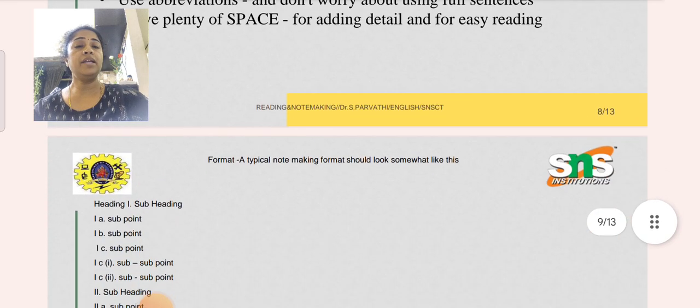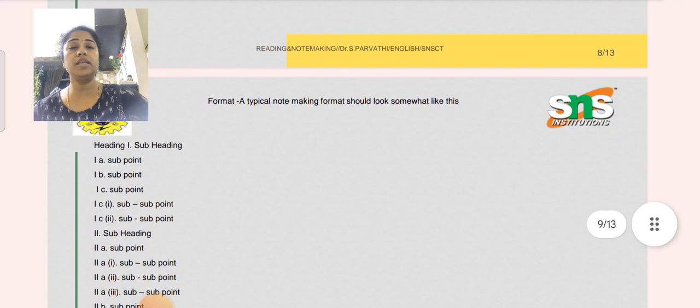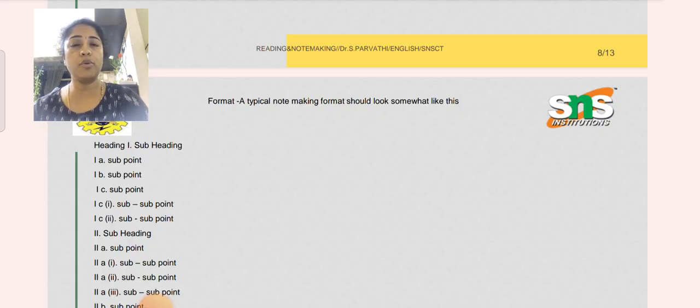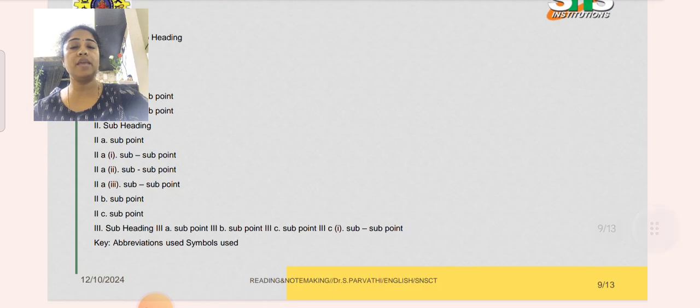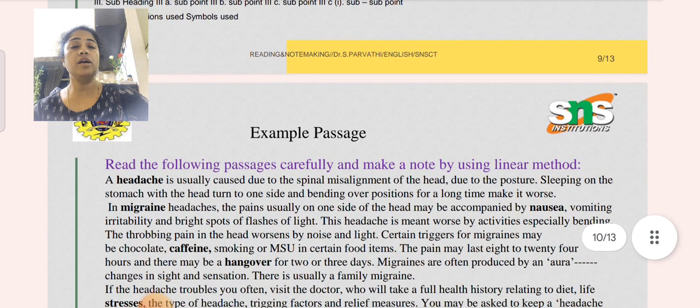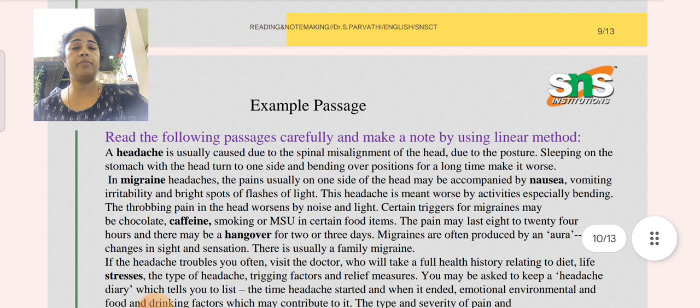Yes, and the next one is the format for note making: subheadings, and with that subheading you have to write sub points, and with those sub points you have to add further sub points. Okay, this is the format. See, you can use either ABCD or numbering, whichever is the suitable format. See, here I have given a passage.